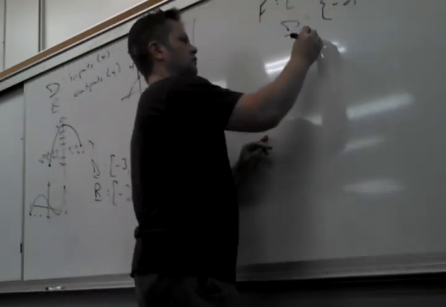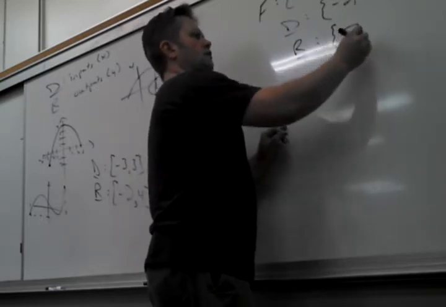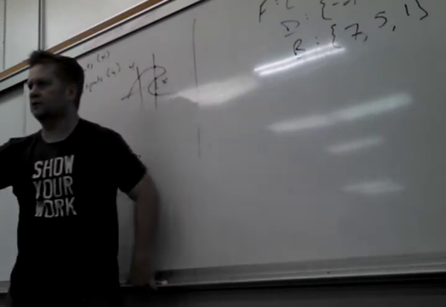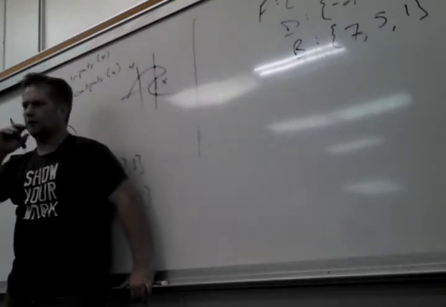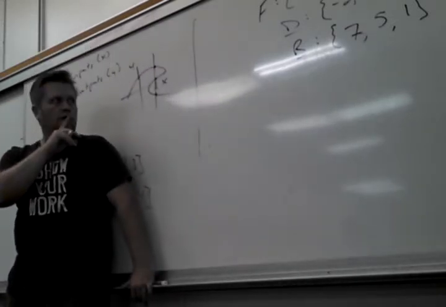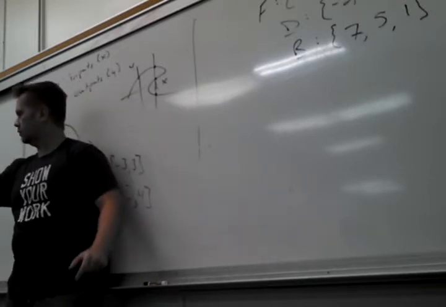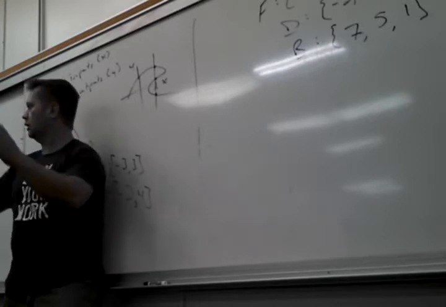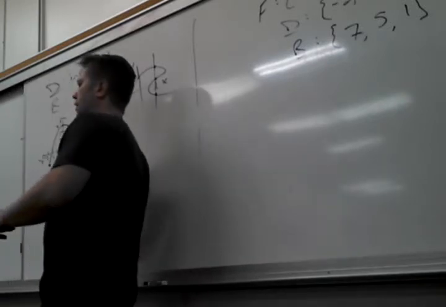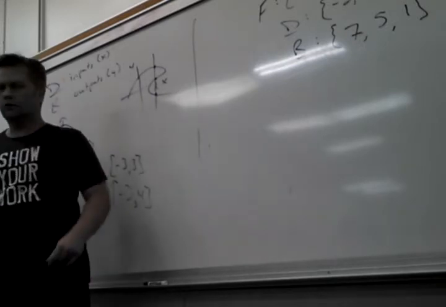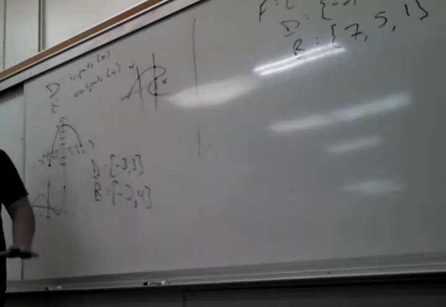What's my range? 7, 5, 1. Again, don't list 7 twice. Once you've got it up there, you don't have to put it again. If you connected all the points, then the domain would be -2 to 6 in interval notation, and the range 1 to 7, possibly. It depends on how I connect them, like how far up I go.